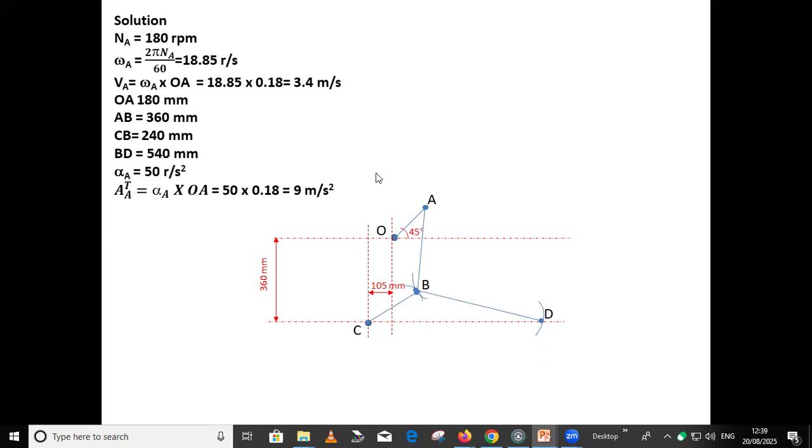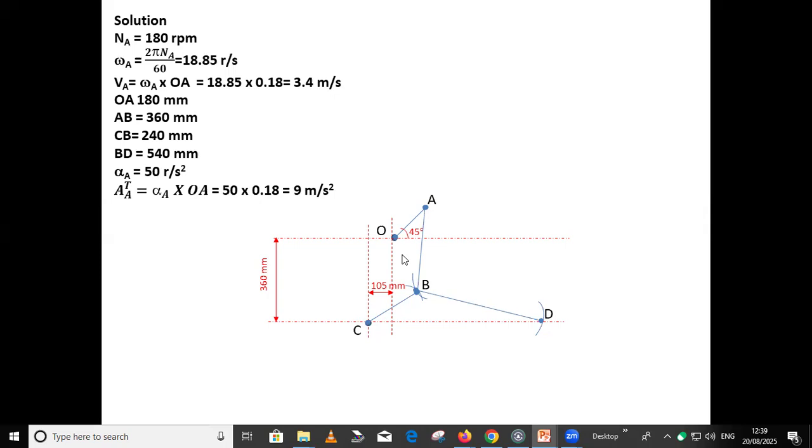Now what data do we have? The crank speed is 180 RPM, so its omega value will be 2 pi upon 60 times 180, that is 18.85 radian per second. So the velocity of the crank will be r into omega, 18.85 into the crank length 0.18, that is 3.4 meter per second. Tangential acceleration is also available, 50 radians per second square. So we can also calculate the tangential acceleration of crank OA, which is r into alpha, 50 into 0.18, 9 meter per second square. So we have the velocity of OA and the tangential acceleration of OA.